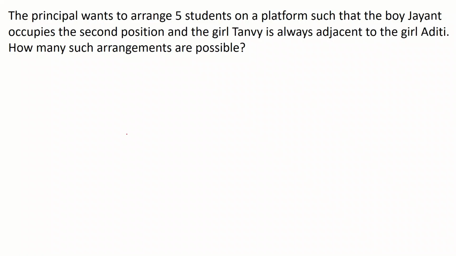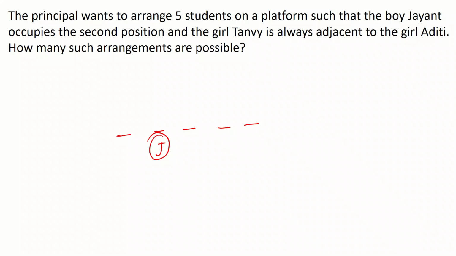So assume there are 5 places, 1, 2, 3, 4 and 5. The principal wants to arrange in such a way that Jayant always occupies the second position. So Jayant has to occupy this position only, and the girl Tanvi is always adjacent to girl Aditi. That means wherever Tanvi and Aditi sit, they have to sit together. That's it. Okay, now how many such arrangements are possible?